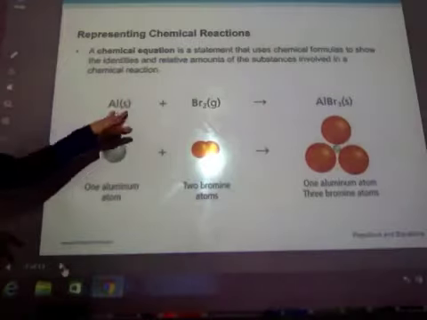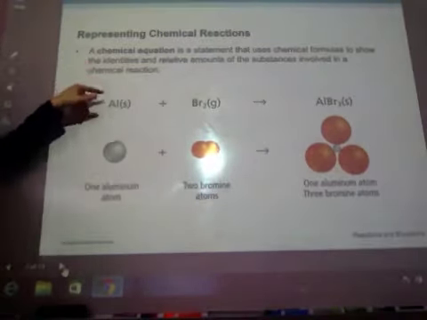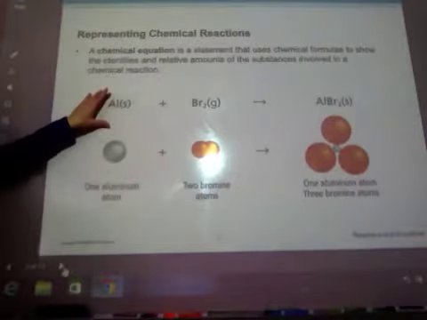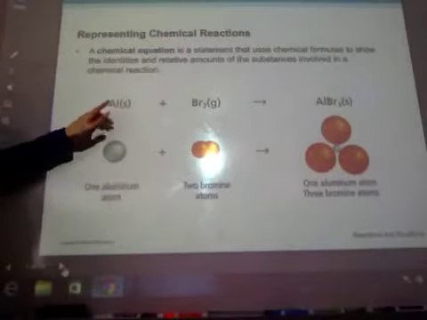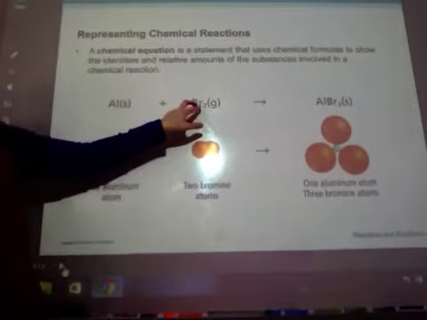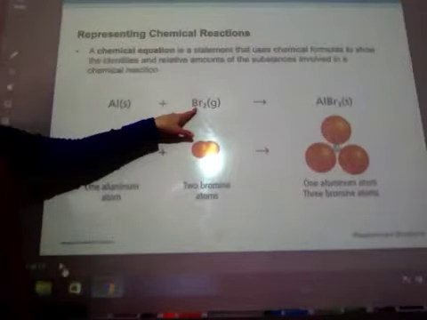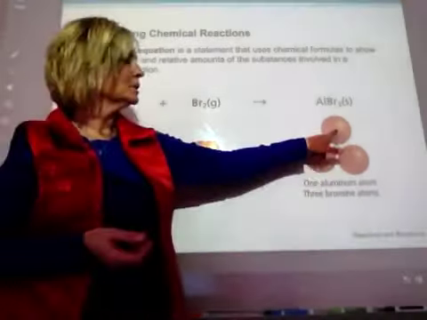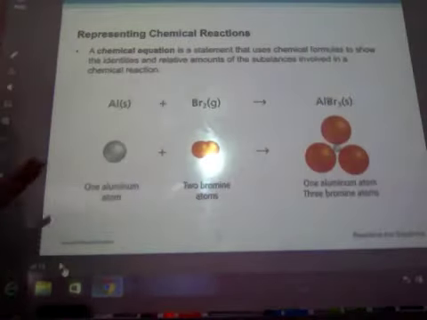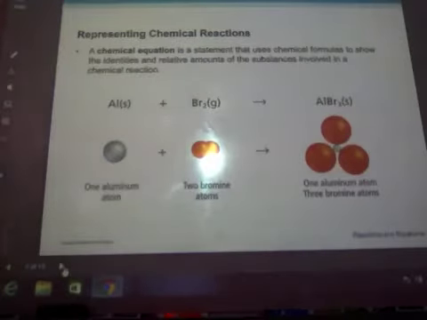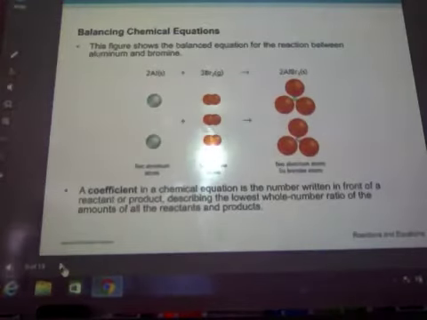So we are going to use formulas in our chemical equation. It's a statement that uses formulas to show the identity, what's in it, what am I using, and the amounts. So I have an aluminum atom, I have 2 bromine. Bromine is in group 7, so it's always diatomic. And then I have an aluminum bromide, so it shows all the different parts to it. And I get to physically see what's in that equation that I'm working with.